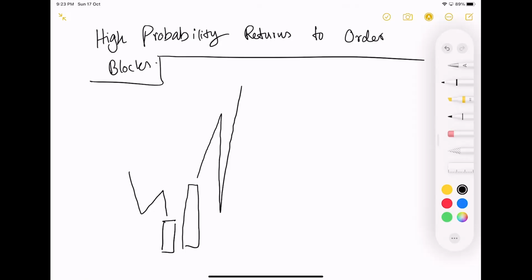So you have this order block, you have the green up candle. Let's say you have a massive wick over here. I'm just doing this randomly, so get the point.